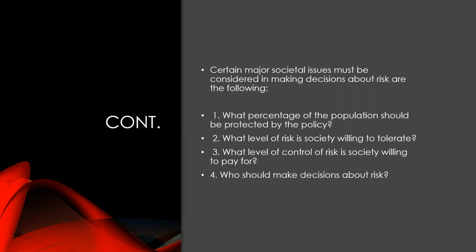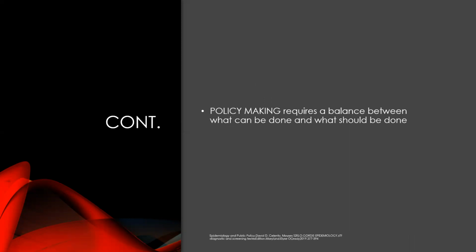What percentage of the population should be protected by the policy? What level of risk is society willing to tolerate? What level of control of risk is society willing to pay for? And who should make decisions about risk? Policy making requires a balance between what can be done and what should be done.